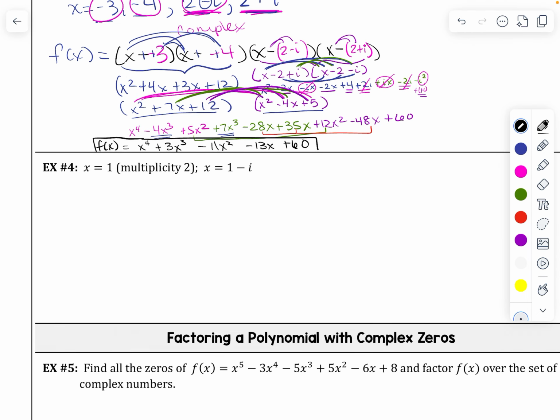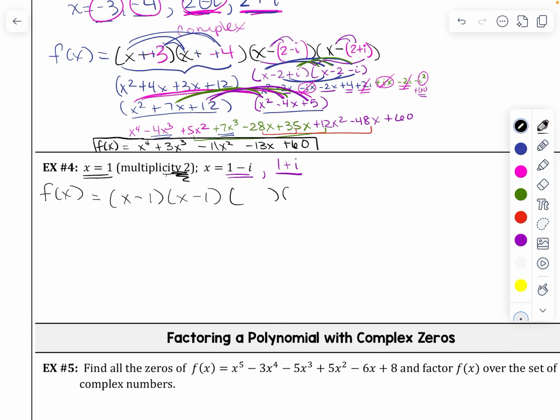So let's set up the next one. F of x has 0 at x equals 1 with the multiplicity of 2. Remember that it happens twice, so that means x minus 1, and it happens again, another x minus 1. We also have a root at 1 minus i. That's a complex number, which means I know that it also occurs as a conjugate, so x also will have to equal 1 plus i.